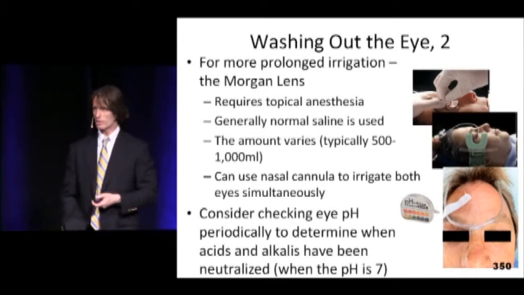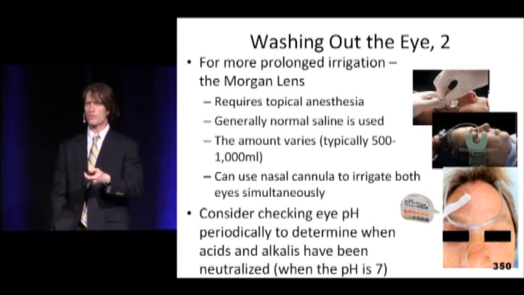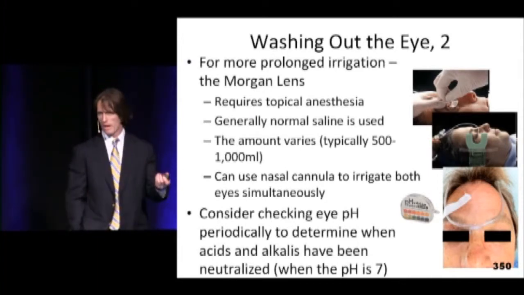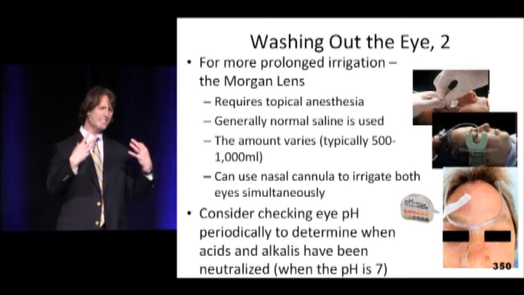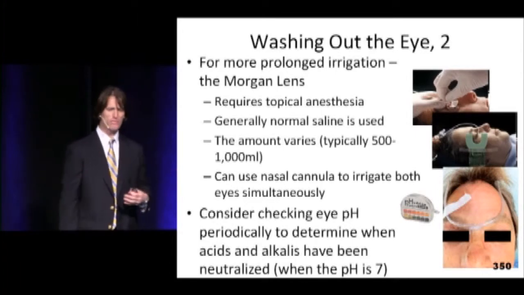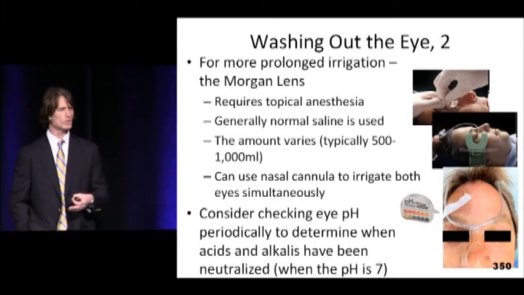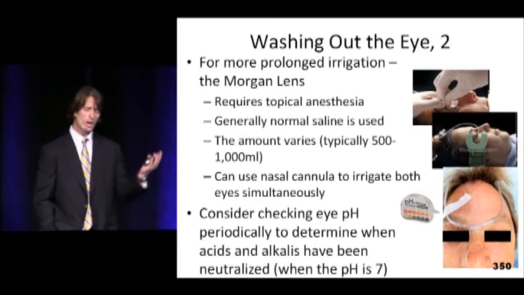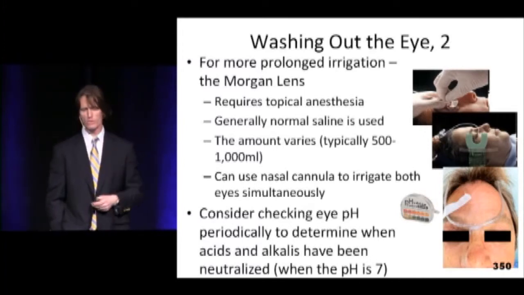All right, Morgan lenses. Everybody have a Morgan lens? So if you want prolonged irrigation, particularly for a chemical exposure, a Morgan lens is like a contact lens system that connects to IV tubing. And you probably want 500 to 1,000 cc's. Generally, normal saline works fine, but probably sterile water would work okay, but probably normal saline is a better choice.